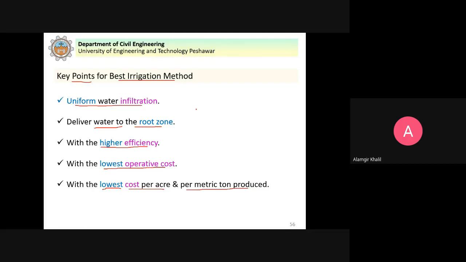We studied briefly about the different methods of water application on the farms. Nowadays, there is another term used which is known as precision agriculture. You might have heard the term precision agriculture.